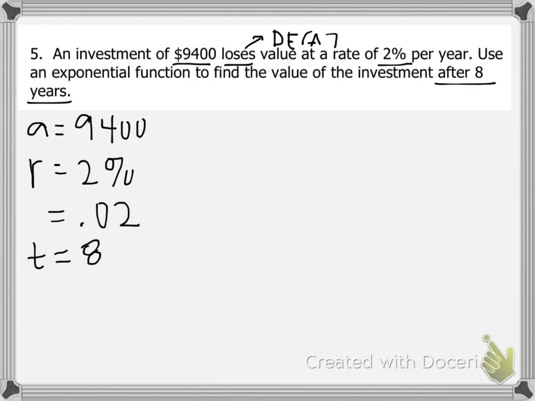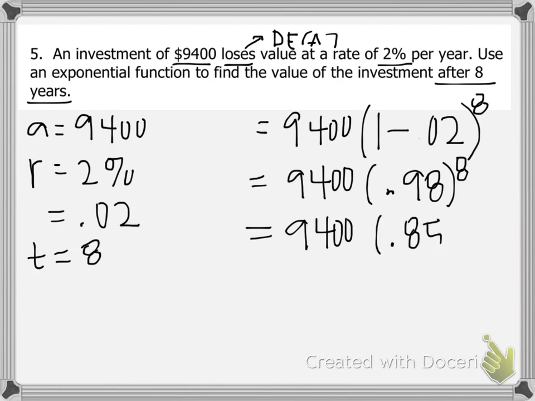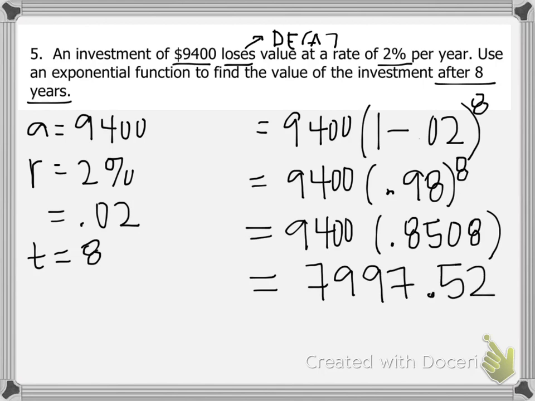So this is a decay, so we're going to say your initial amount is $9,400 times 1 minus 0.02 raised to the 8th power. So we'll say 9,400 times 0.98 raised to the 8th power. So then this is going to be 9,400 times 0.8508, and then you'll multiply that times that 9,400. So it loses money, so this should be smaller than your initial investment, and it is.